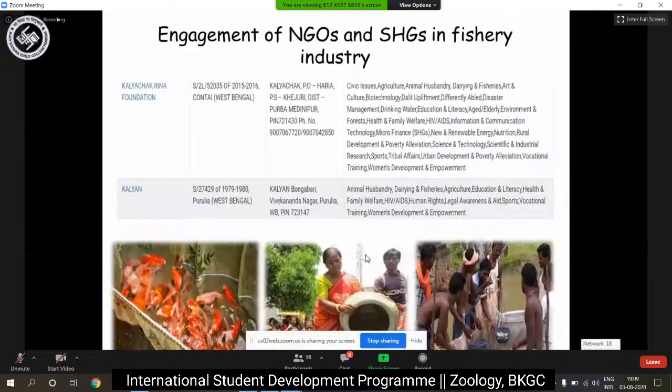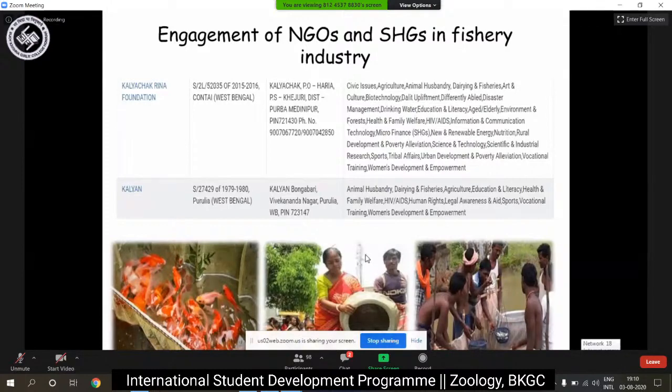And if you want to stay here and develop your own entrepreneurship with respect to fishery, with your background knowledge of zoology and endocrinology, you can always give input to these different types of NGOs and small scale groups, so that the marginal, the terminal people can also be helped with your effective knowledge as well.